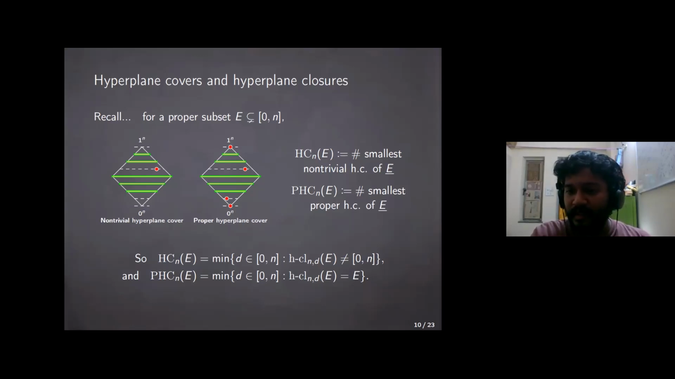Right? And now, similarly, in the second case, we don't just exclude one point, we now exclude one point from every layer that's not in E. So the closure cannot contain completely any layer that's outside of E. And therefore, the degree D hyperplane closure of E should be equal to E if there is a proper hyperplane cover of size D. All right. So this is the characterization of these two numbers that we're interested in terms of the hyperplane closures.